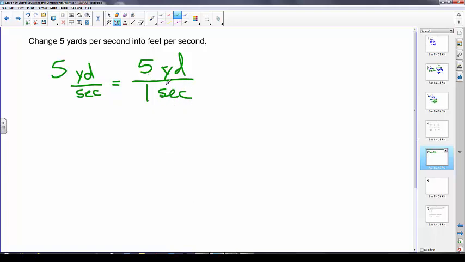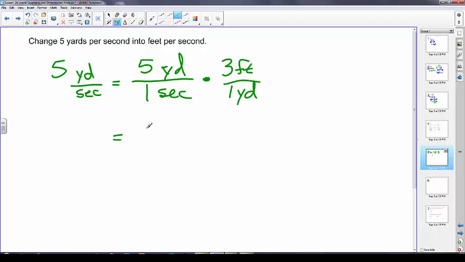Well, I already have seconds, which means I need to change yards to feet. And I have a ratio of equivalence of yards to feet. I know there are 3 feet in 1 yard. Now notice what I'm going to do. I'm going to try to get rid of yards and have feet in my numerator. So we said we have 3 feet per 1 yard. And notice, my units will reduce out, and I'm left with feet and seconds.